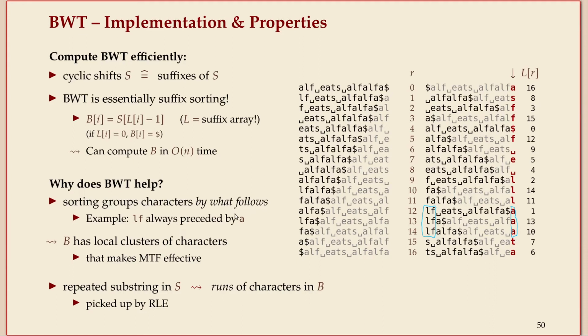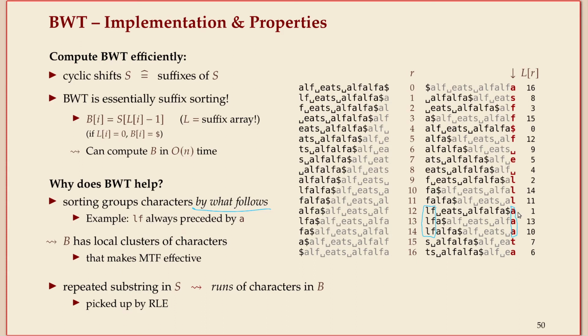So we group characters by what follows, and that means if there's redundancy in terms of, I don't know, TH is often followed by E, the BWT is able to pick that up. Well, if there's other characters that can come after TH, like A, then the BWT is still able to make that more effective by leading to local clusters of characters. So it groups characters together by what can come after them.